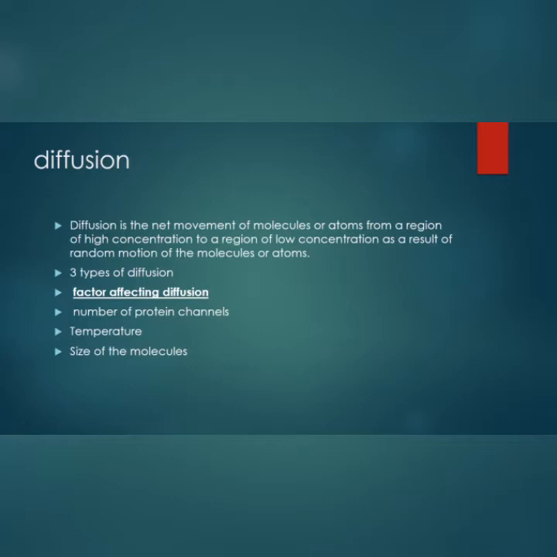Active diffusion is a diffusion in which the molecules move against the concentration gradient, meaning they move from a region of low concentration to a region of high concentration. Factors affecting the diffusion rate are the number of protein channels, the temperature, and the size of the molecules.